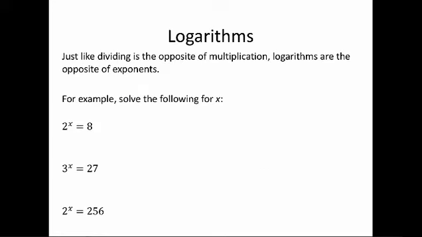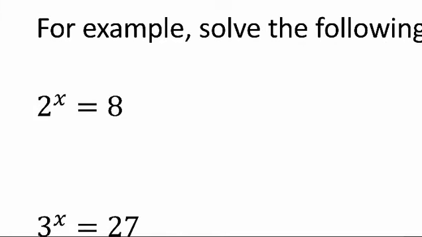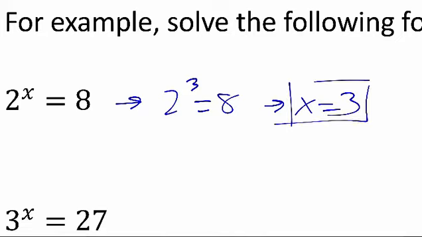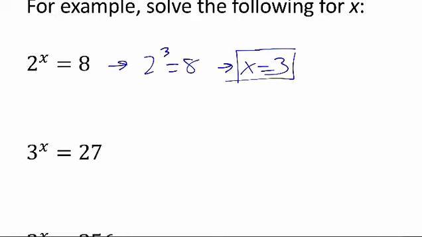So starting off with this, just like dividing is the opposite of multiplication, logarithms are the opposite of exponents. So for example, if we're solving for x in here, 2 to what power gives us 8? Well, 2 to the third equals 8, which in turn means x equals 3. So if you're solving for this mystery exponent, you're trying to figure out what exponent makes that statement true.